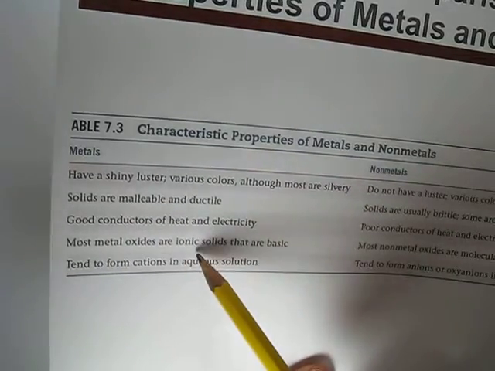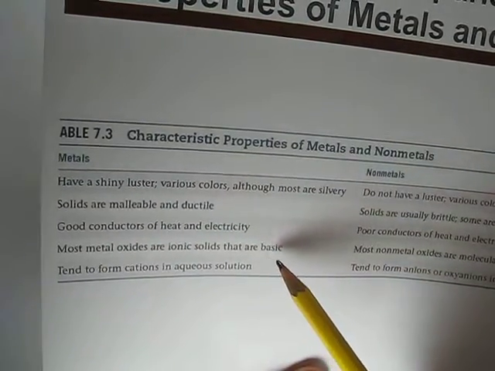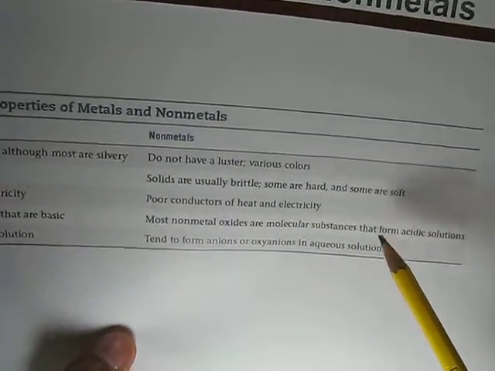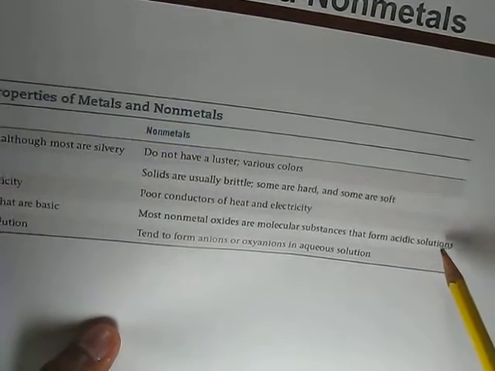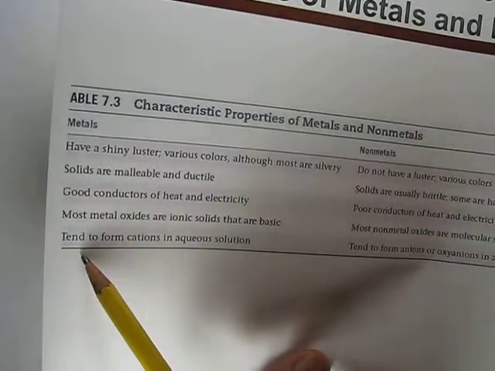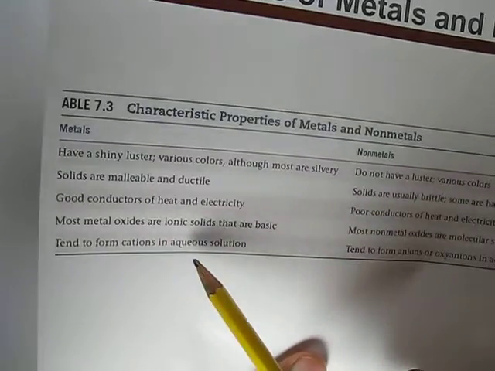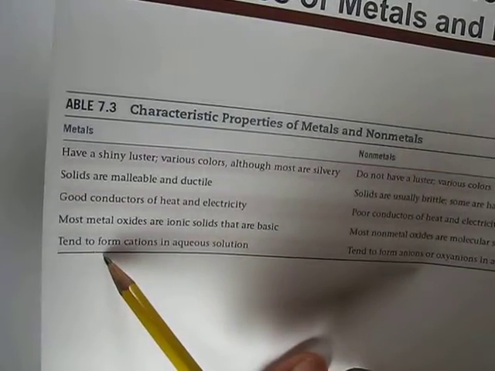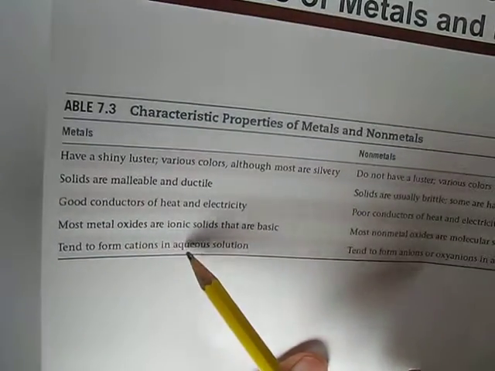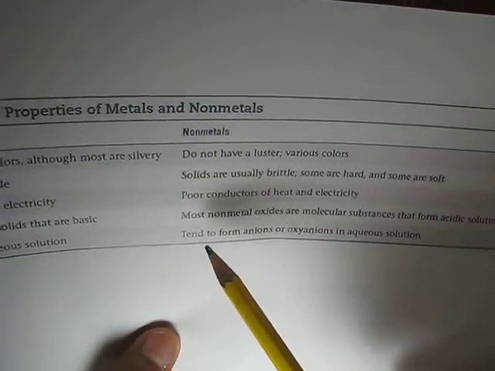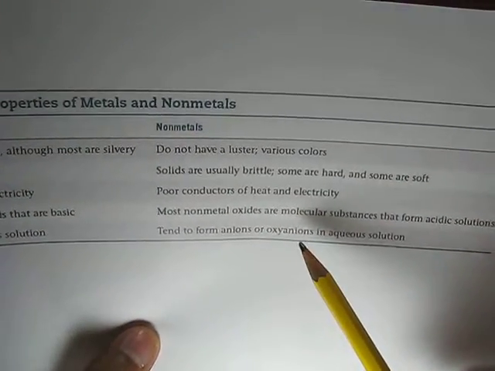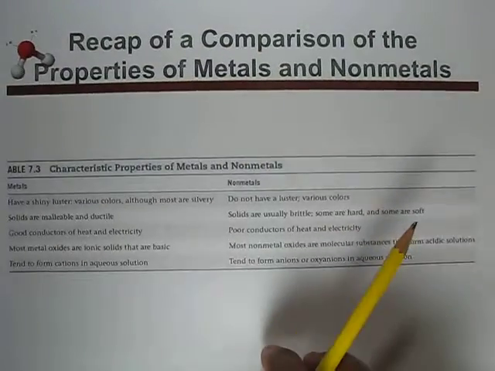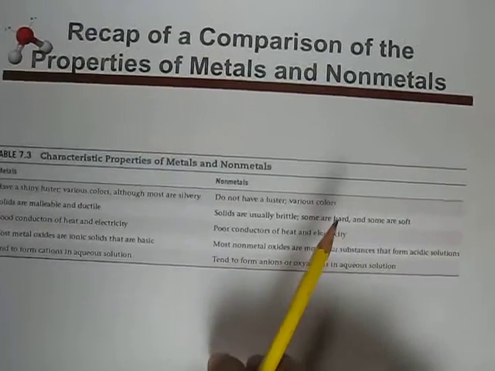Most metal oxides are ionic solids that are basic, and most nonmetal oxides are molecular substances that form acid solutions. Metals tend to form cations, positive ions, in aqueous solution, but nonmetals tend to form anions or oxyanions in aqueous solutions. So these are the main characteristic differences between metals and nonmetals.